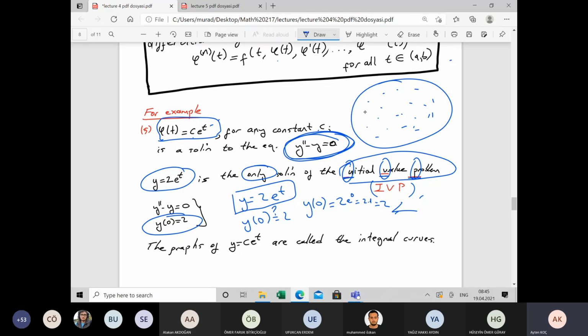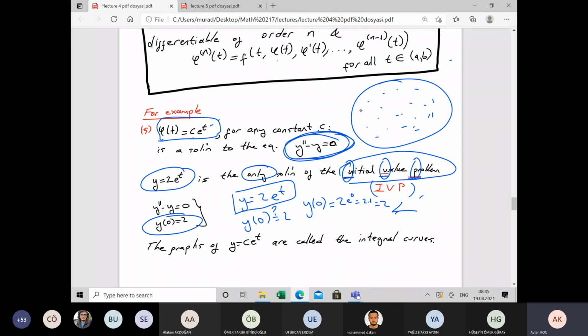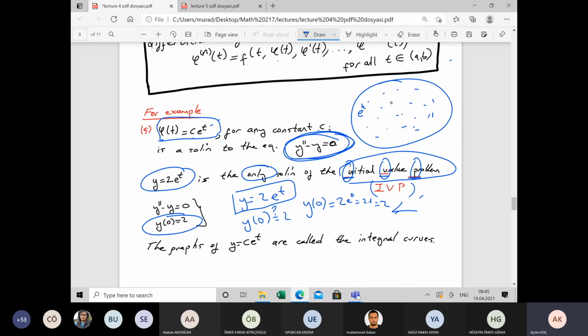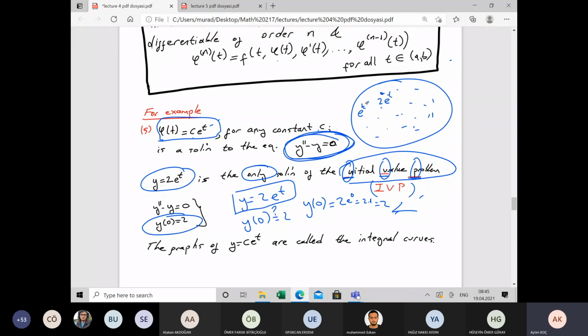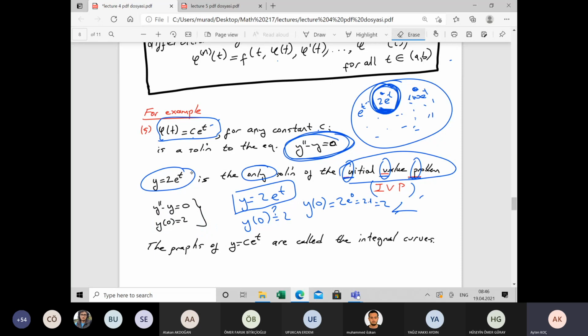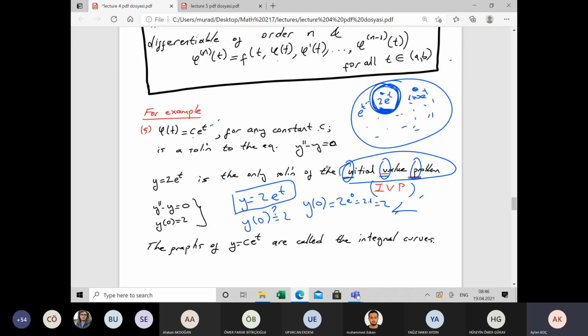For example, take C is 1: e to the t. Take C is 2: 2 times e to the t, another solution, and take 100 e to the t, another solution. We get infinitely many solutions, but our aim is to find only one solution such that y(0) is 2. We obtain only one solution. It's the unique solution of the initial value problem.